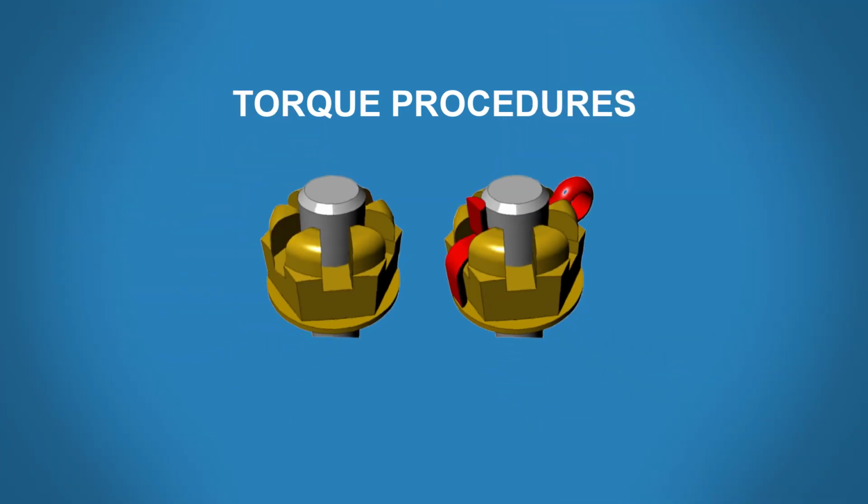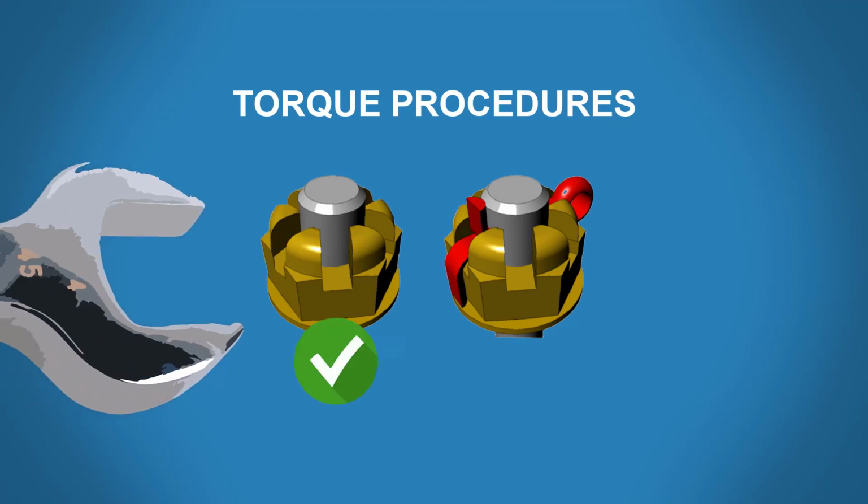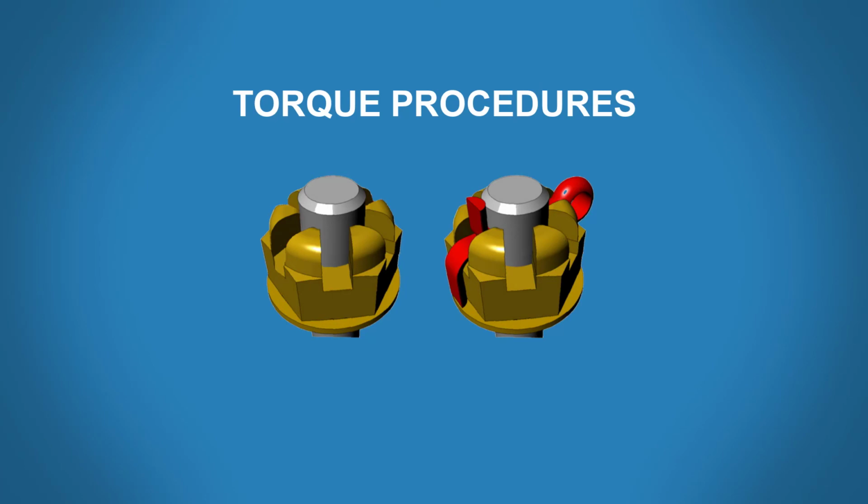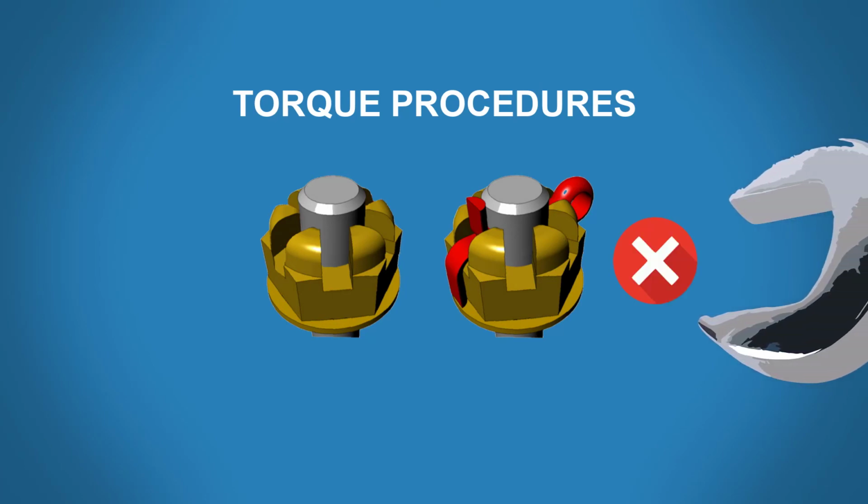When performing torque checks, cotter or split pins must be removed to perform the check. These pins must be replaced and inspected following the torque check. Performing torque checks with the pin in situ is not permitted.